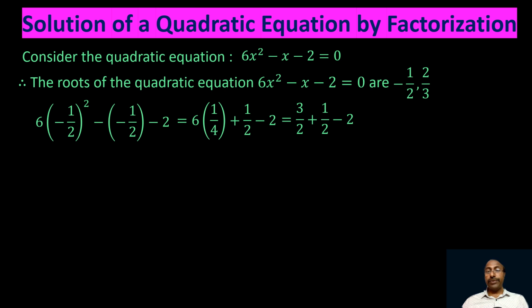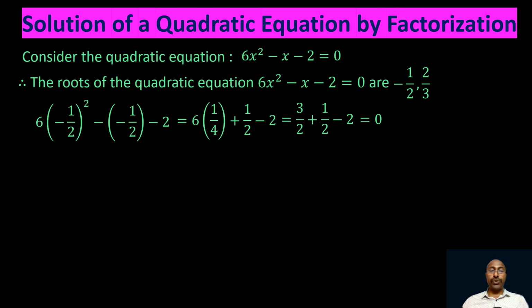So 3 by 2 plus 1 by 2 is 4 by 2. 4 by 2 is 2. And we have minus 2 also. 2 minus 2 is equal to 0. That is, minus 1 by 2 satisfies the equation we have taken. And let us check whether 2 by 3 will satisfy the equation or not. So substitute 2 by 3 in place of x.